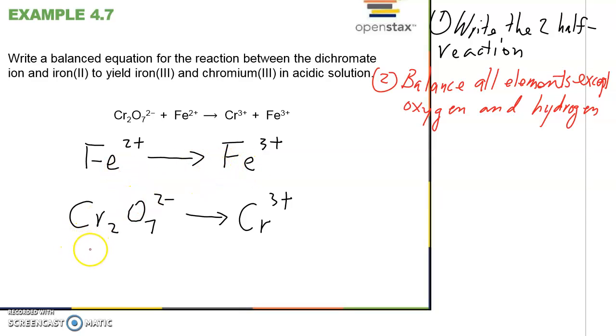How about the second half reaction? On the left side I have 2 and on the right side I have 1, so it's not balanced. How can I balance it? Yes, I have to put a 2 over here to balance it. So now the elements other than oxygen and hydrogen, that means only chromium in this case, is balanced. Okay, step 3.